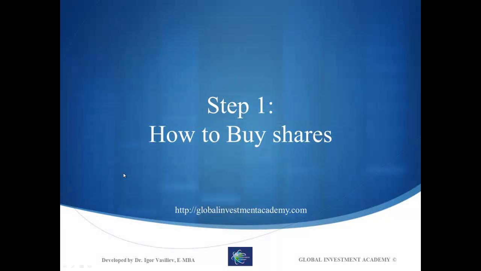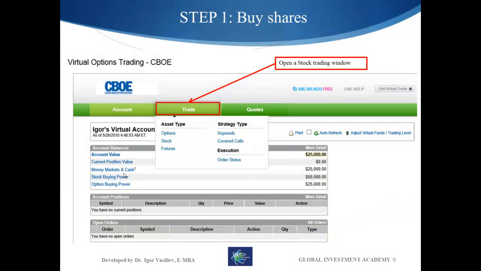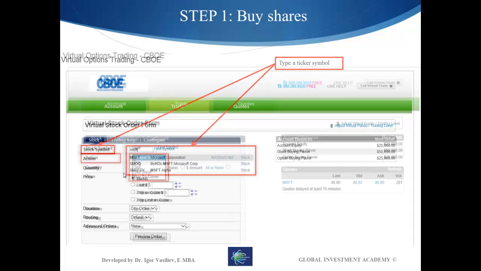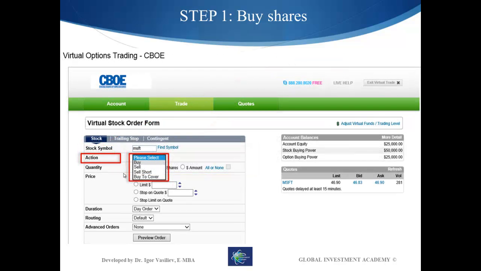So let's do our first step, how to buy our shares. You click on the tab trade and then choose stock. First, what you do, you type a ticker symbol. In our example, we're taking Microsoft. So I start typing MSFT and I can see in a list which platform offers me Microsoft, so I can choose it.